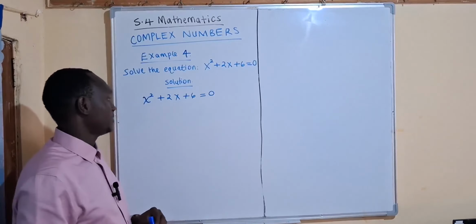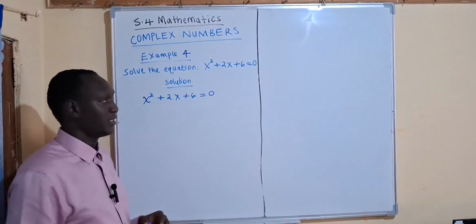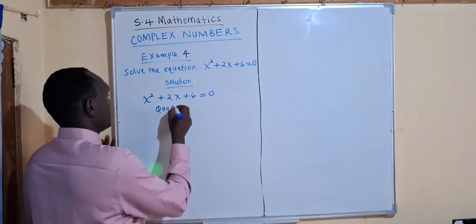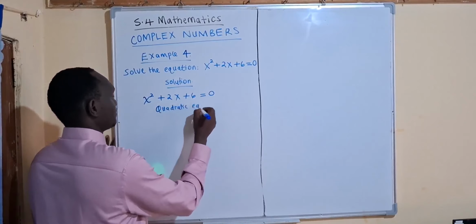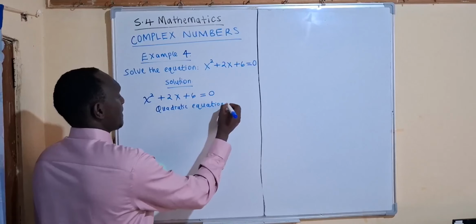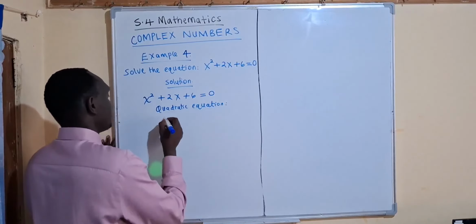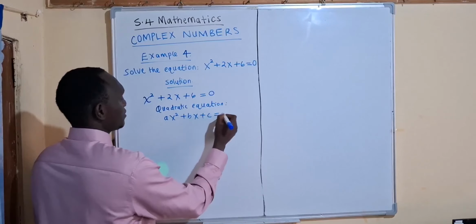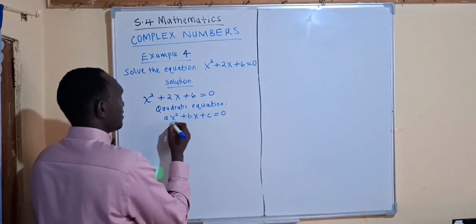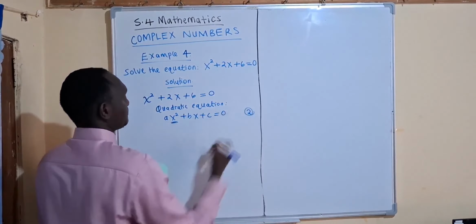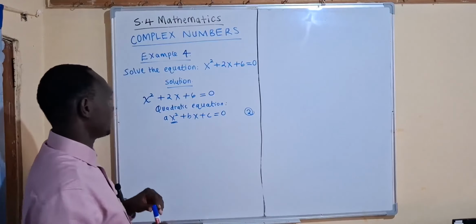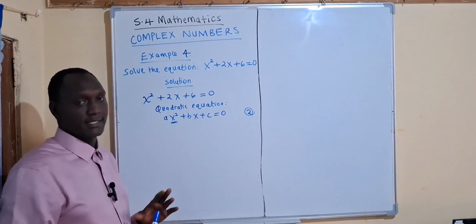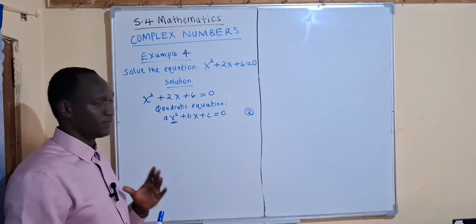And if you look at this equation, it is a quadratic equation. Why? Simply because it is in the form of ax squared plus bx plus c equals 0, and the highest power of x is 2. So we have said it is a quadratic equation, so any method of solving quadratic equations can solve it.